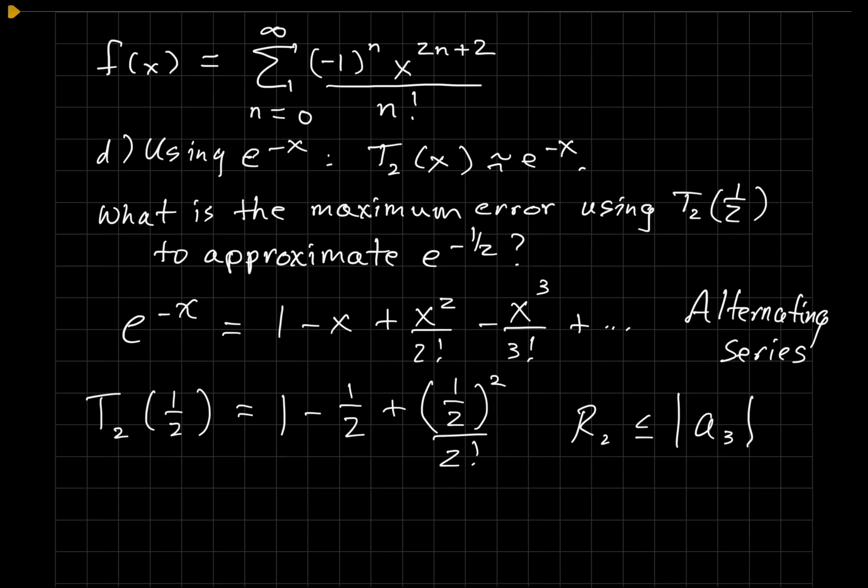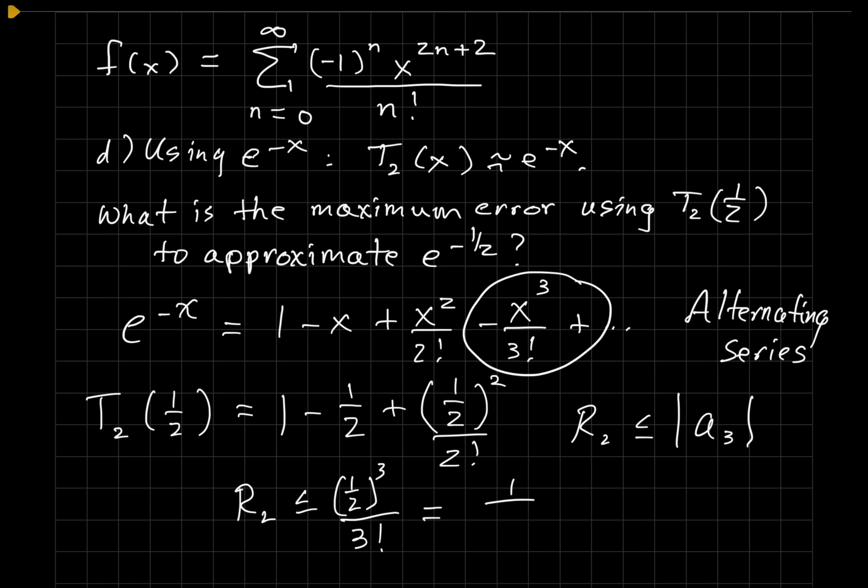So my error is no more than, plugging in 1/2 for x and making it positive because we have absolute values, 1/2 cubed over 3 factorial, which is 1/8 times 1/6 or 1/48, which is the maximum error using my second degree polynomial to approximate e to the negative 1/2.